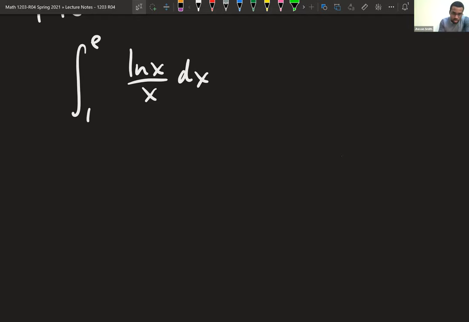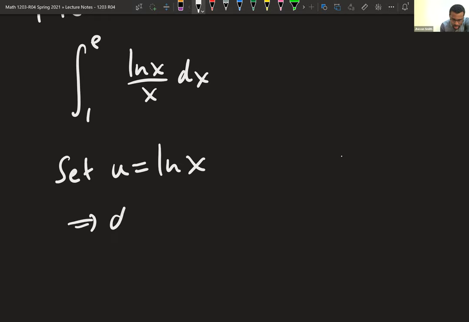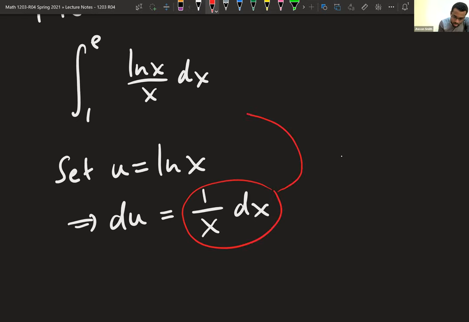So what do we do? So here, you'll notice that if I set u equals ln x, then your du is going to be 1 over x dx. And your 1 over x dx is right here. So yeah, good substitution.